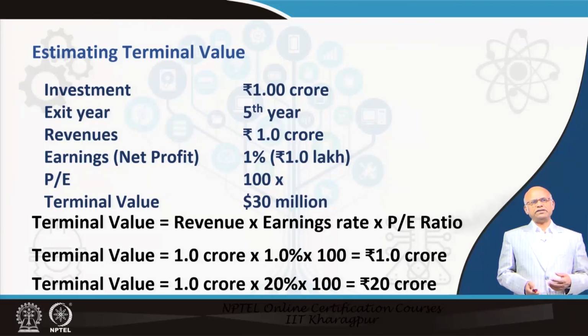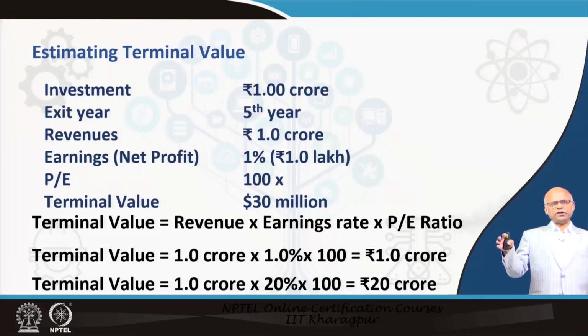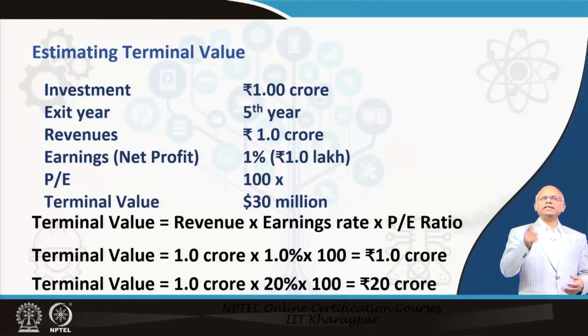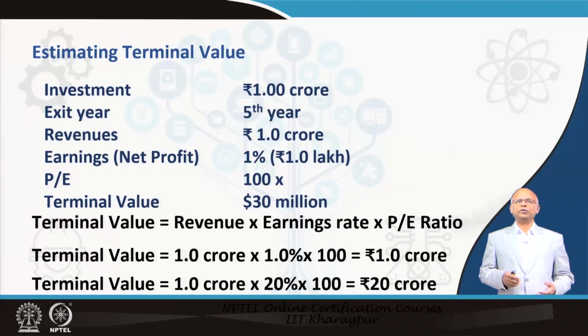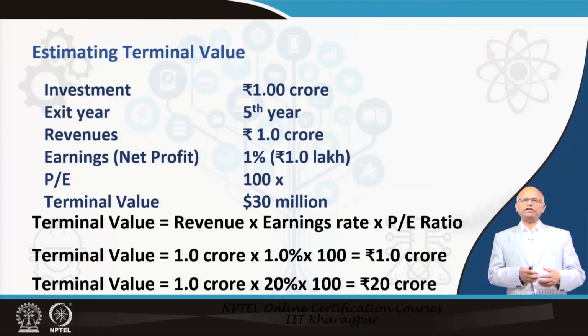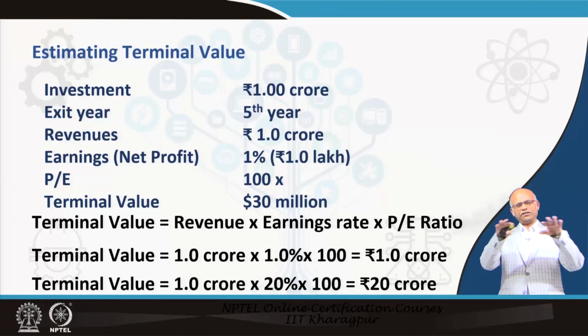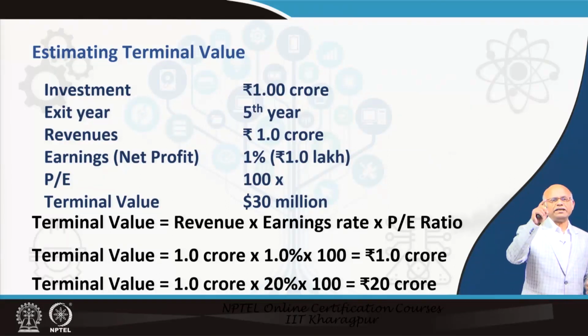Forget about this line, terminal value 30 million, just forget about this for a while. Terminal value is equal to revenue multiplied by earnings rate into PE ratio, which in our case is 1 crore rupees is the revenue, 1% is the earning rate, 100 is the PE ratio that I showed, it becomes 1 crore rupees. Terminal value is equal to 1 crore rupees.